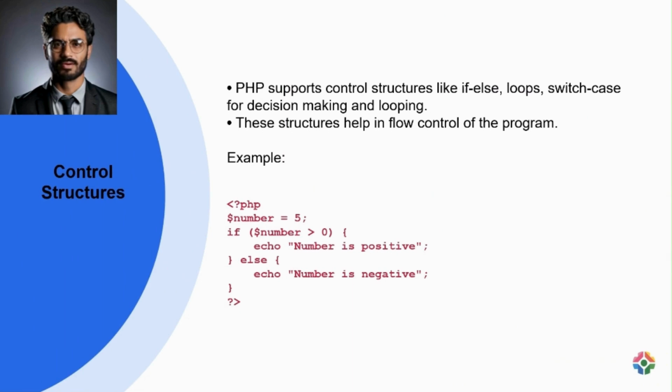Control structures in PHP, like if-else, loops, and switch case statements, are used for decision-making and looping. They allow programmers to control the flow of the program based on certain conditions.